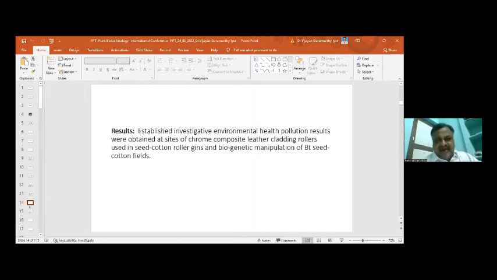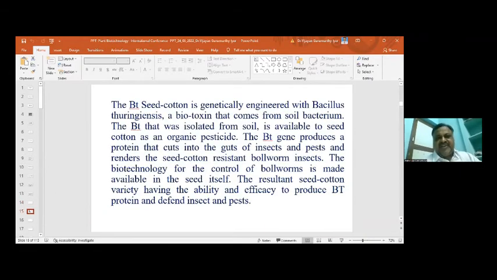And the results have also been extended to the environmental health pollution aspects, by using the chrome composite leather clad rollers which are used in cotton ginning industries, which have the environmental problem of chrome absorption in the lint cotton. So, biogenetic manipulation of Bt seed cotton. So the two pollutants have synergistic effects.